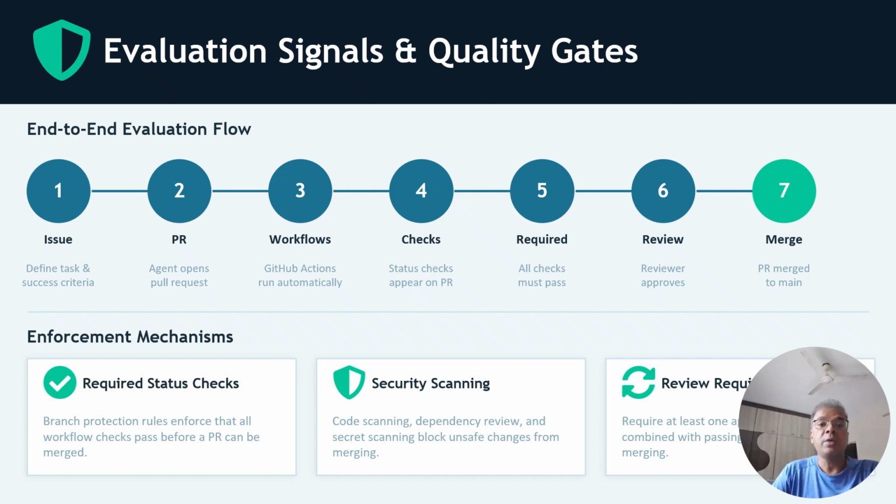Now, review requirements keep a human in the loop. At least one approval alongside passing checks ensures final judgment stays with a person, not with the agent. So as you can see, the GitHub Copilot workflow is intended to keep agents safe and productive.